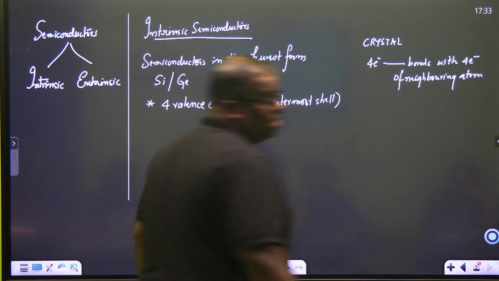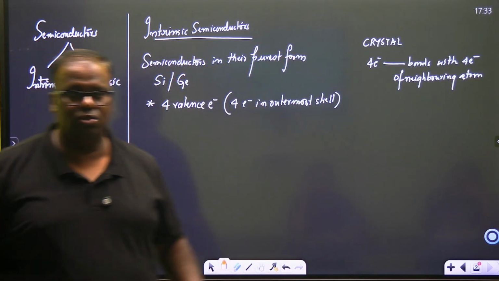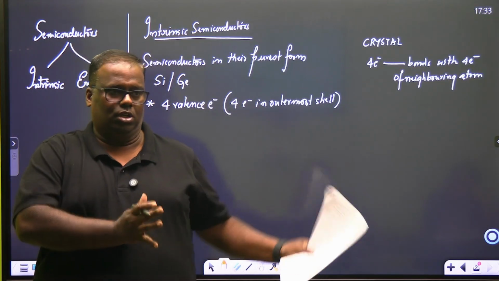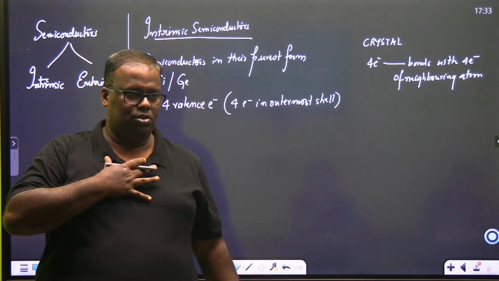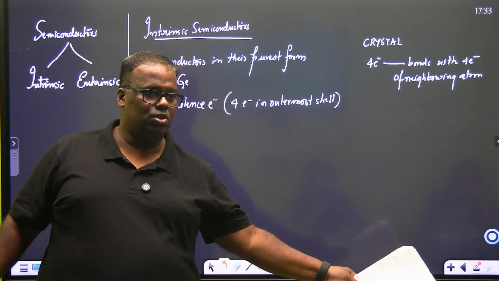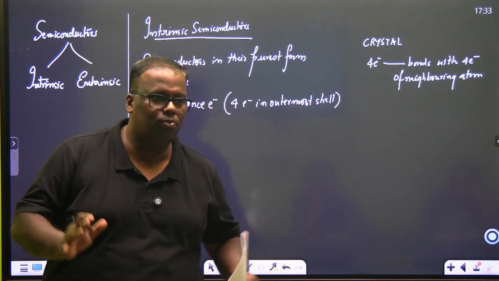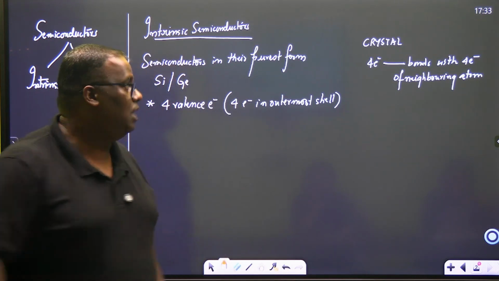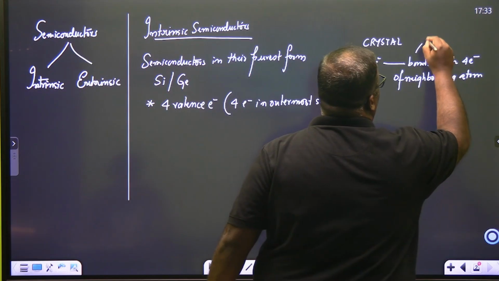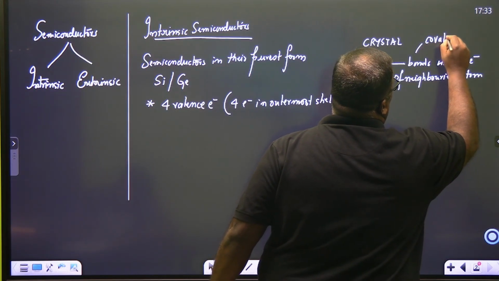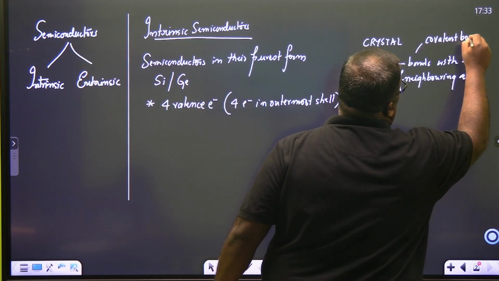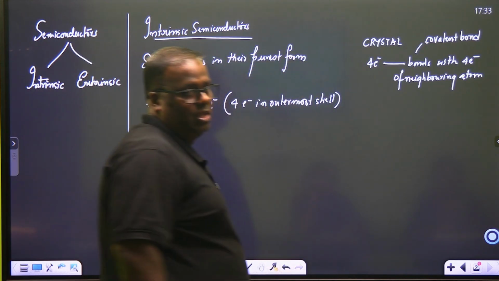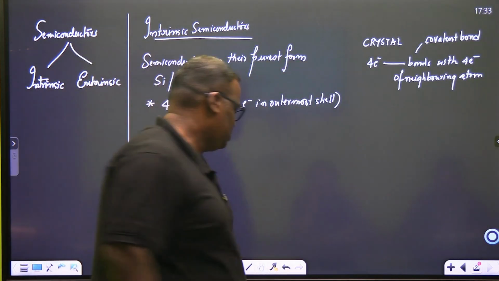See, I've got silicon or germanium, which is like a structure. So you have got a silicon atom. I have got 4 electrons in my outermost shell. This fellow has also got 4 electrons in the outermost shell. So these 4 electrons are going to bond with each other, and this bond will typically be your covalent bond. Clear? Sharing of electrons, covalent bond.